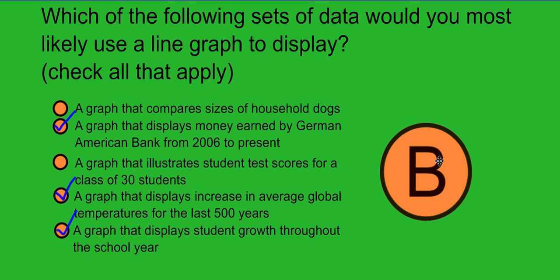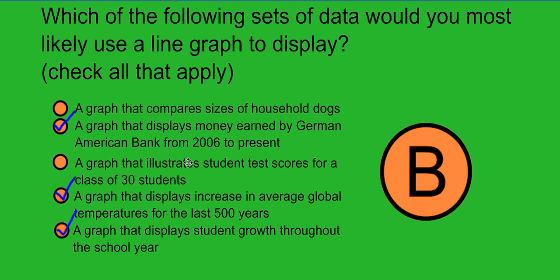If you checked these three, you are correct. Okay, they all display data over a period of time. Here we're talking about German American Bank from 2006 to present. That is a period of time. This one is over the last 500 years, average global temperatures, maybe to check on climate change or global warming. And this final one to see student growth over the process of the school year. Or you could even do it over many years from like first grade all the way to 12th grade. This would be a great way to display data using a line graph.